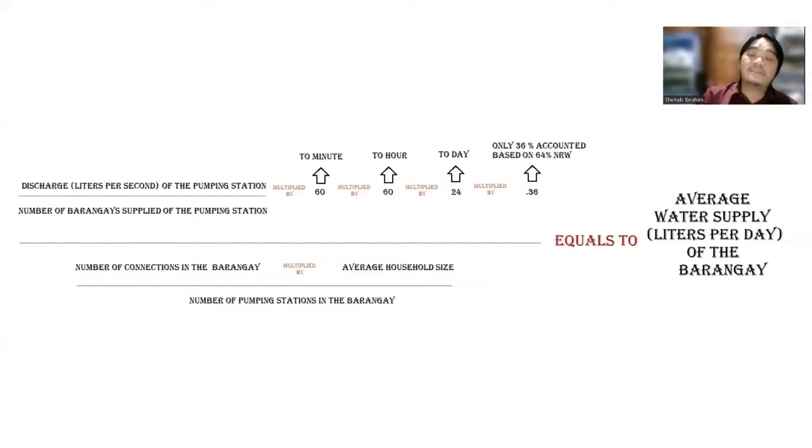And on the denominator side, we have the number of connections in the barangay multiplied by the average household size. This gives you the number of connected members, and then over the number of pumping stations in the barangay. This equates to the average water supply, or liters per day, of that barangay.